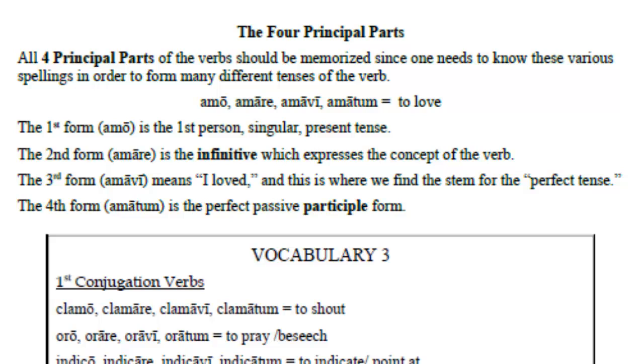The first form in this verb to love, amo, is the first person singular present tense. The second form that you'll memorize is going to be the infinitive. So whenever you memorize a set of verbs, the second one in the list will be the infinitive, which expresses the basic concept of the verb. In English, we put the little word to in front of the verb to make the infinitive, but in Latin, they have the ending re on it.